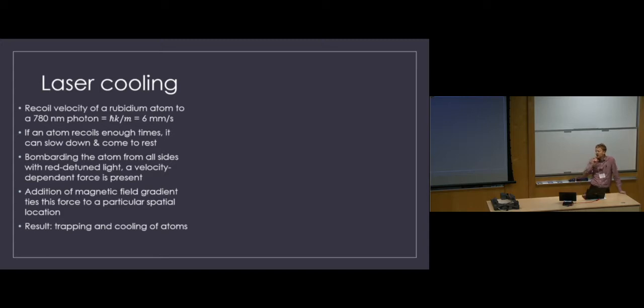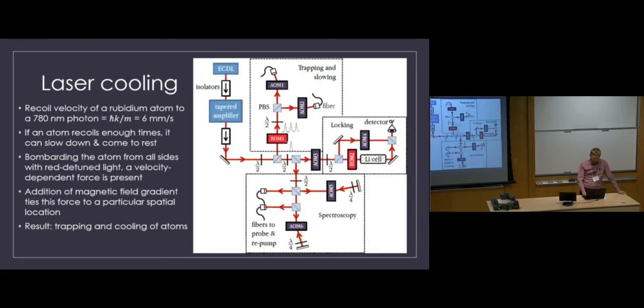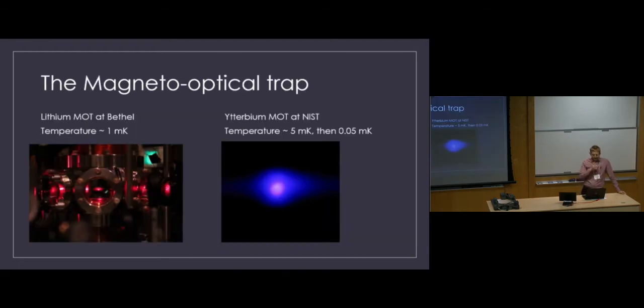Another thing you can do is add a magnetic field gradient, which then ties that magneto-optical force, or the force from the laser, to a particular point in space, which will then allow you to trap the atom. So the setup is somewhat complicated, but you have a vacuum chamber and a bunch of laser beams and a bunch of optics. And here's a picture.